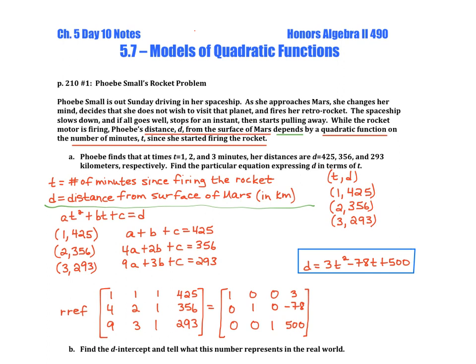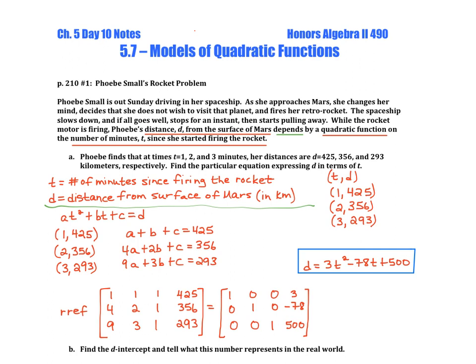Okay, so you may recall with our other model problems that even when we're asked to find the particular equation expressing d in terms of t like we are here, there's a lot of other work that we require you to show us first. So the first thing you need to do is define your variables. In other words, the process we're going to go through is very similar to what we did for linear model problems.